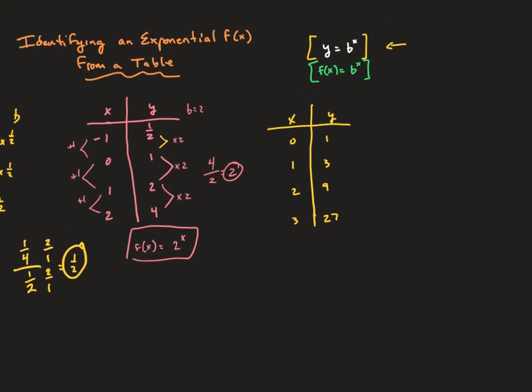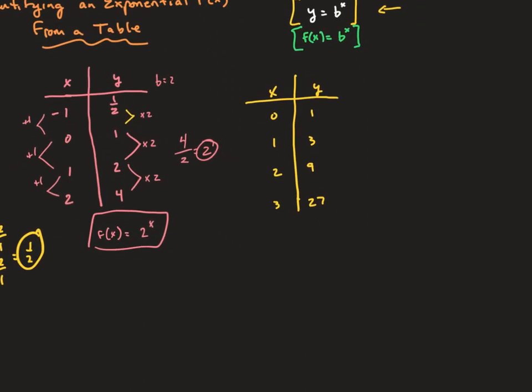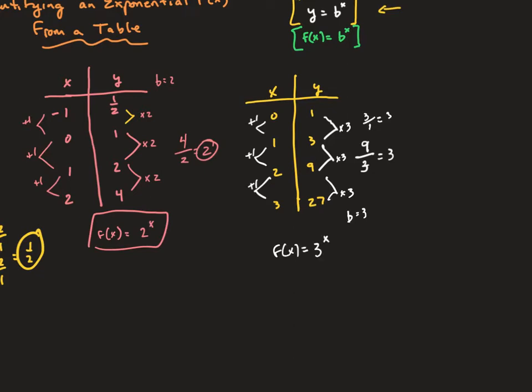And doing the same thing here with this next one, I have my x value increasing by 1, right? And then my y value is increasing by, well, if I take 9 and divide it by the previous term, that is 3. Okay, that seems to be times 3. If I take 3 and divide it by the previous term, that's 3. So sure enough, it's changing by a factor of 3. So then b is going to be 3. So I have f of x is equal to 3 to the x power.